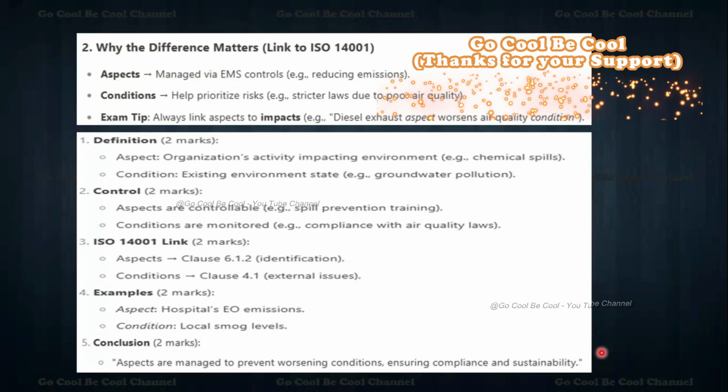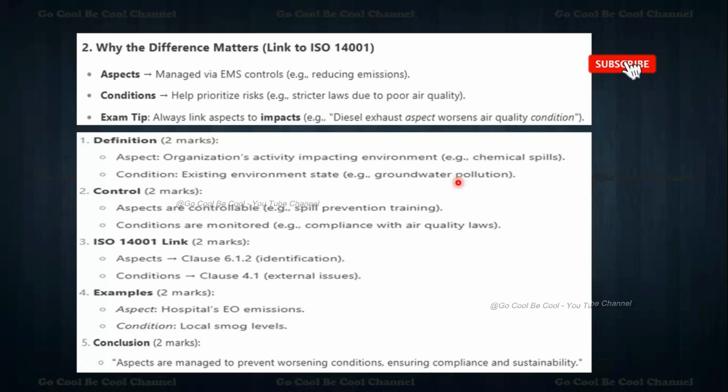So here is why the difference matters, the link to ISO 14001. Aspect is managed via EMS control, example reducing emissions. Condition helps prioritize risk, example stricter laws due to poor air quality. Example tip: always link aspects to impact, for example, diesel exhaust aspects worsen the air quality condition.